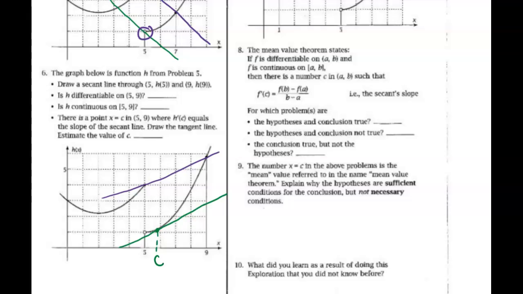So, looking from 5 to 9, open interval, is the function differentiable? Yes, it is. Is it continuous? No, it's not. Okay, because of that hole again. So it's not continuous on the closed interval. But there is a point C, which is about 5.8. So the point of this problem is even if MVT doesn't guarantee that there's a point where the slope of the tangent line equals the slope of the secant line, it still might exist. It's just not guaranteed by MVT.